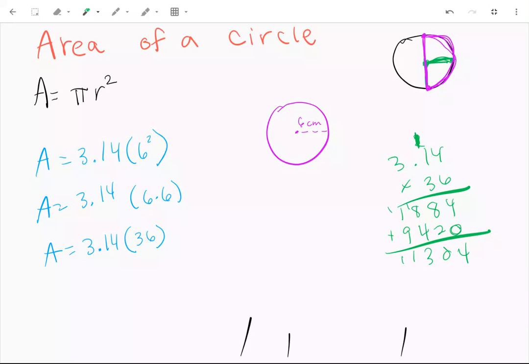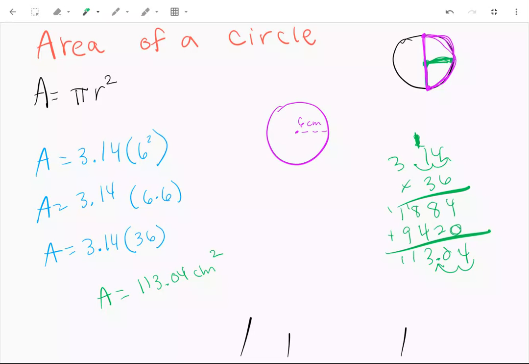Okay, so remember, when we have our decimal, we're going to count our decimal places. So 1, 2, and there's no decimal in 36. It's already at the end. So I'm going to move my decimal over 2 times. So our answer here will be area is equal to 113.04 centimeters squared. Okay. So remember, when you're finding the area of a circle, you're just going to take the radius and plug it in to the formula.